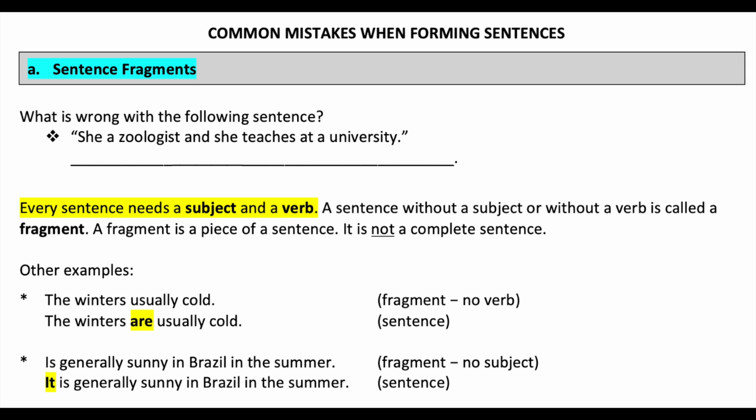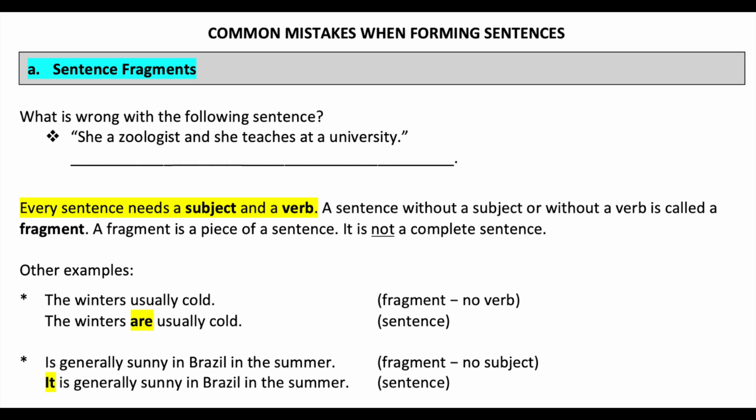Now, I would like to show you a few common mistakes students make when forming sentences. The first common mistake is sentence fragments. Let's read this sentence. She is a zoologist and teaches at a university. So what is wrong with this sentence? You are right. The verb is missing. Remember, I told you every sentence needs a subject and a verb. A sentence without a subject or without a verb is called a fragment. A fragment is a piece of a sentence, so this sentence is not a complete sentence.